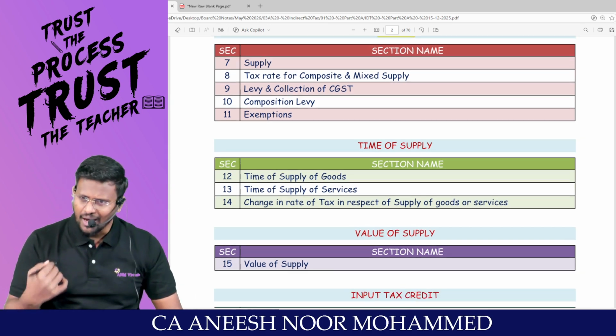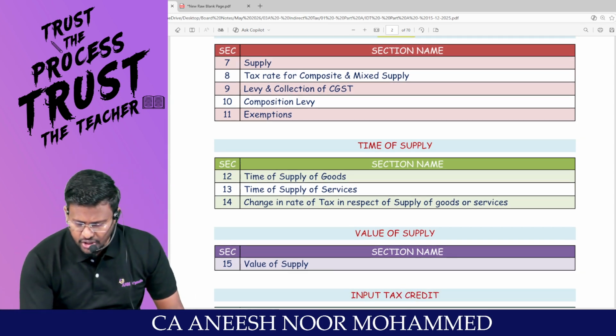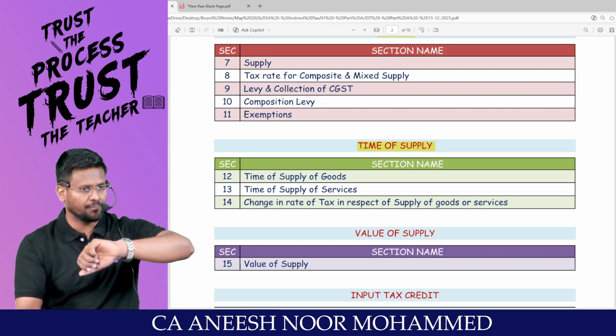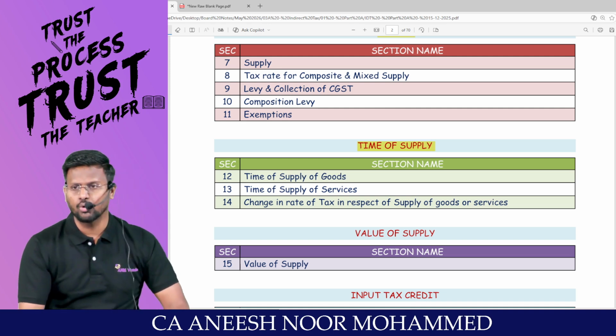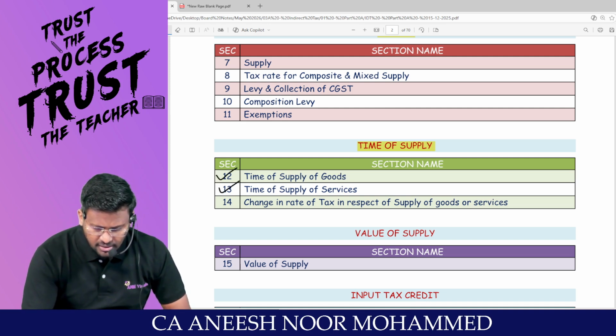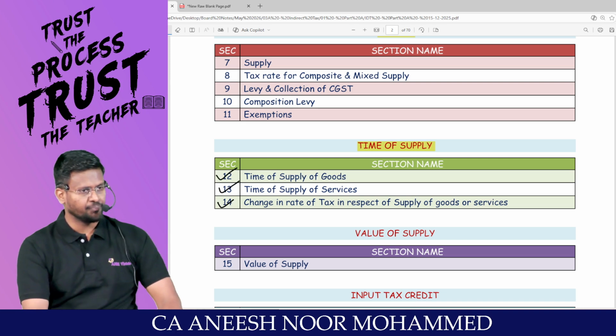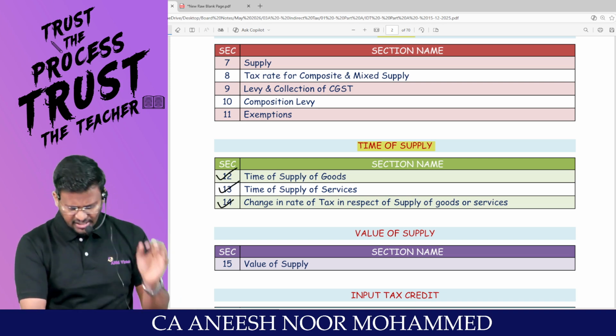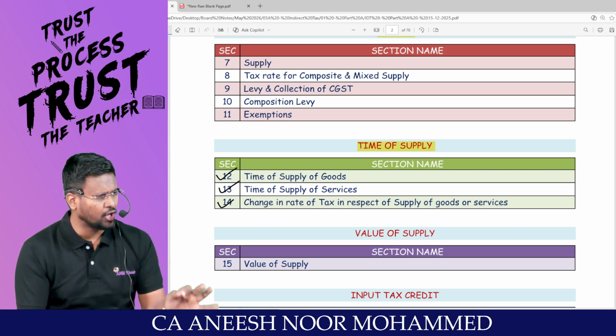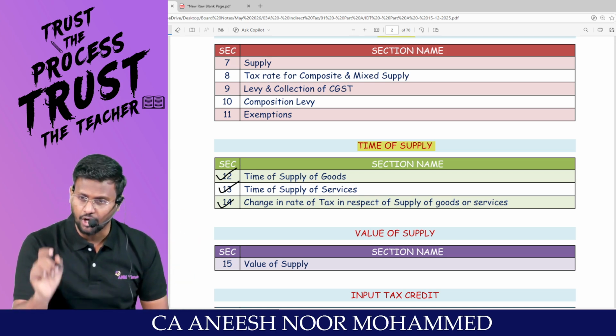Are you all really with me? Sir, when am I liable to pay GST? That is time of supply. There are 3 sections which are talking about time of supply: Section 12, Section 13, Section 14. Section 12, time of supply of goods.